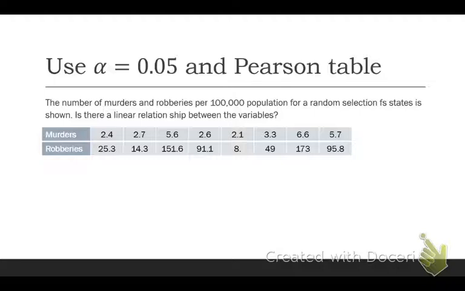So the question says use alpha at 0.05 and the Pearson table, and the number of murders and robberies per 100,000 population for a random selection of states is shown. Is there a linear relationship between the variables? You can tell I'm tired because of all the typos.